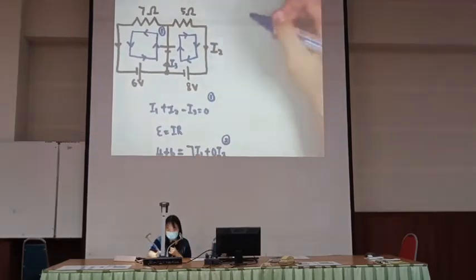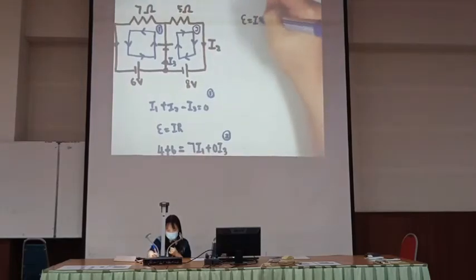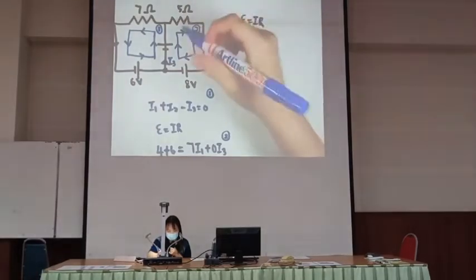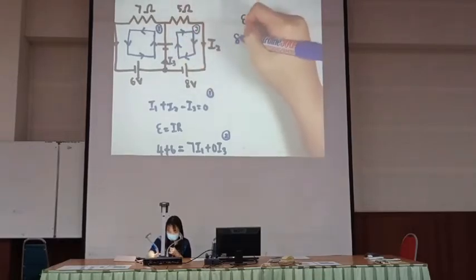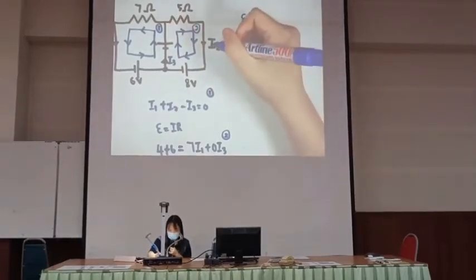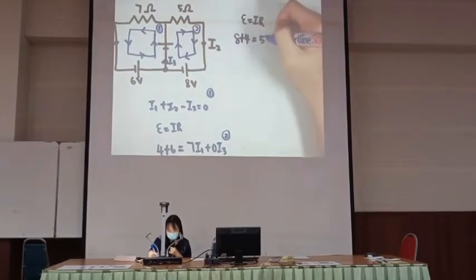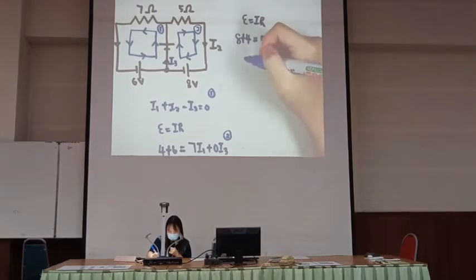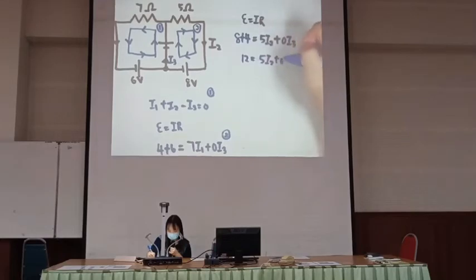And the second loop is clockwise, and we also use EMF equal to IR. In this second loop, the EMF is 8 plus 4. And I2 passes through the 5 ohm resistor, which is 5 I2 plus 0 I3. And then we can get our third equation, which is 12 equal to 5 I2 plus 0 I3.